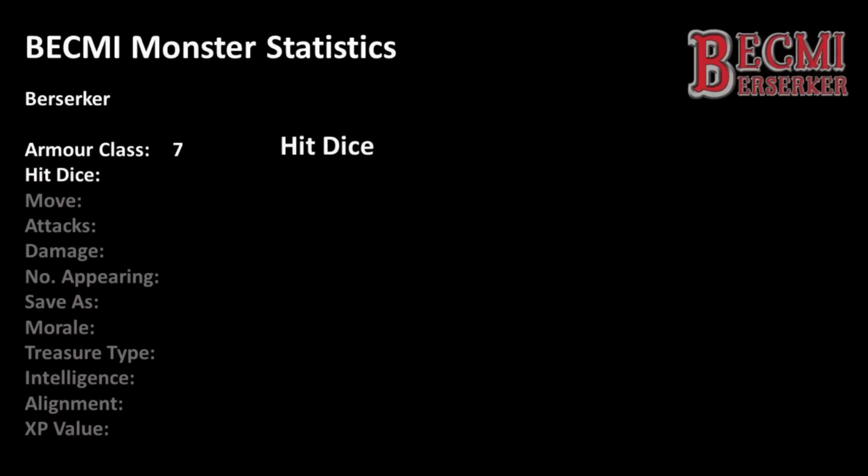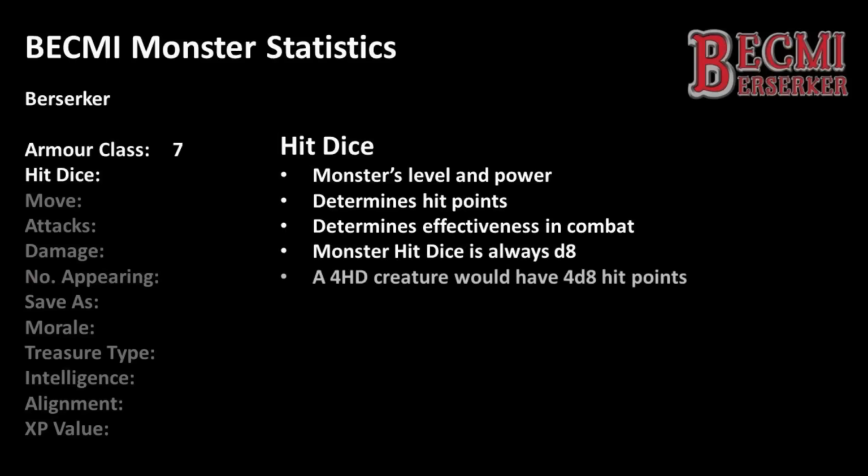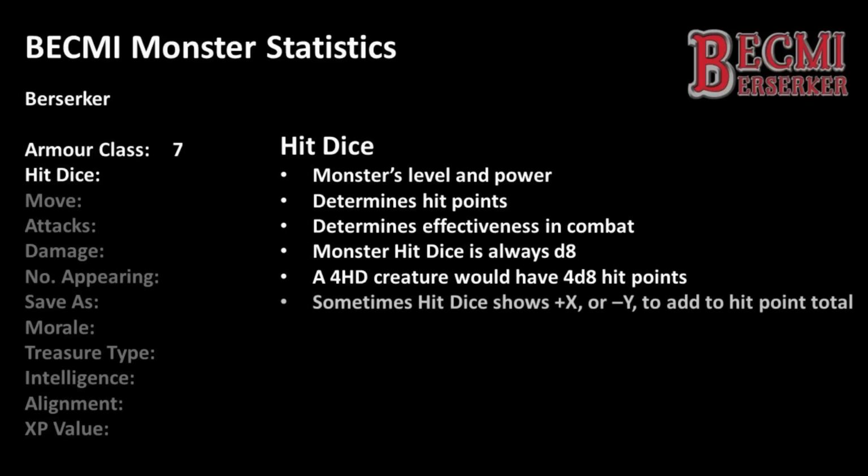The next entry is hit dice, which needs a fair bit of explaining. To put it crudely, hit dice is the equivalent of both a monster's level and power, in that this number determines the amount of hit points a monster will have, and also how effective they are in combat. In respect of hit points, a d8 is rolled for every hit dice a monster has to determine its hit point total. In BECMI, a monster's hit dice is always d8, so a monster would roll their hit dice number of d8s for their hit point total. Sometimes the hit dice entries have a plus or a minus figure next to them. This means the addition or subtraction is added to the hit points rolled.